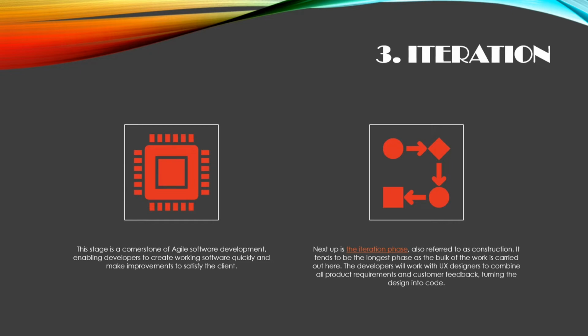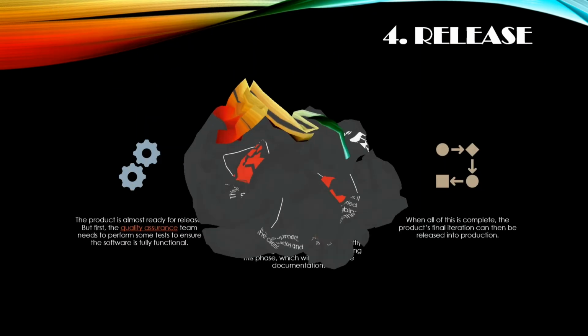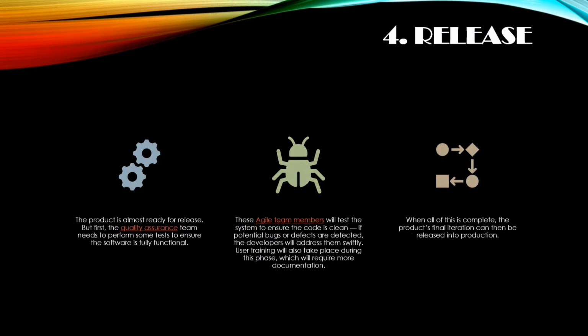This stage is a cornerstone of agile software development, enabling developers to create working software quickly and make improvements to satisfy the client. Next, we are going to see about releases. In releases, the product is almost ready for release. But first, the quality assurance team needs to perform some tests to ensure the software is fully functional.